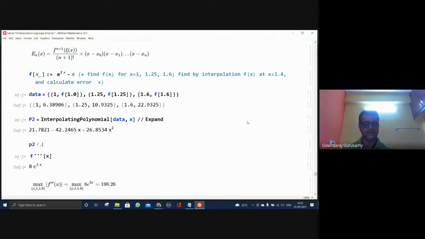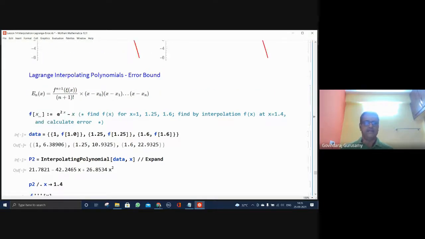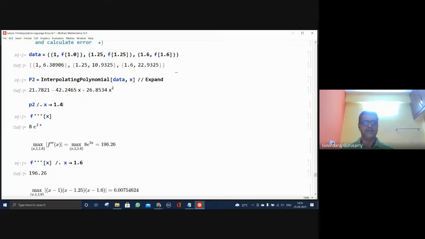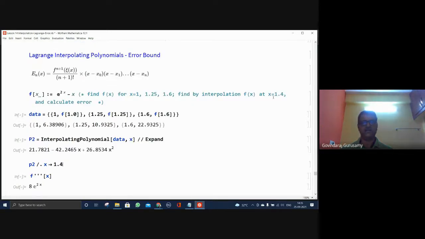Substitute x as 1.4, and I'll get the value. Okay, so this is good so far. We are able to find out the interpolating value for this because the function is available and the value at x equal to 1.4 can be found, because we are within this region of interpolation, since it is interpolated from 1 to 1.6. And you can go a little beyond that also.